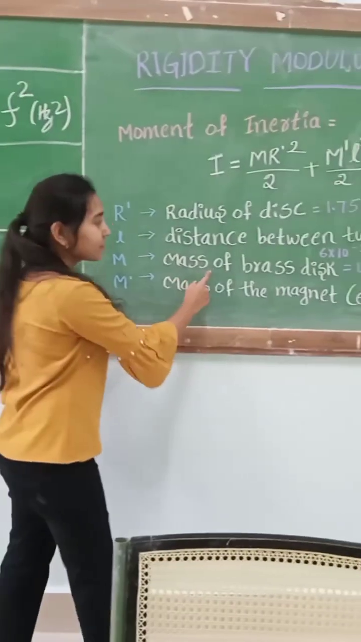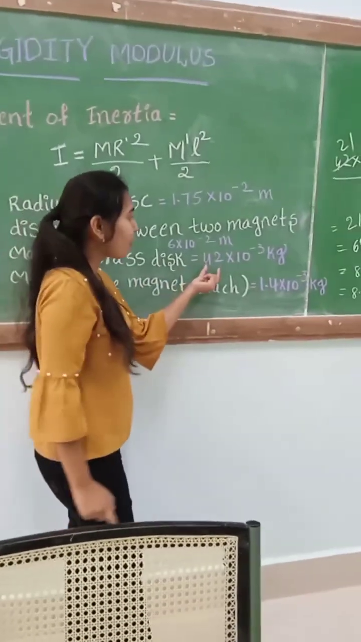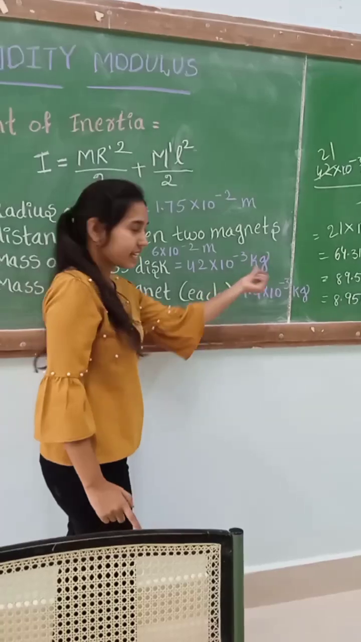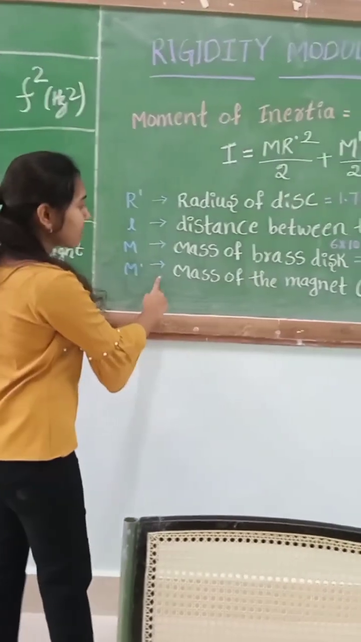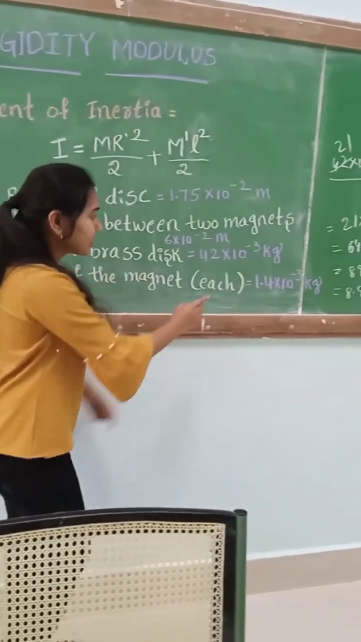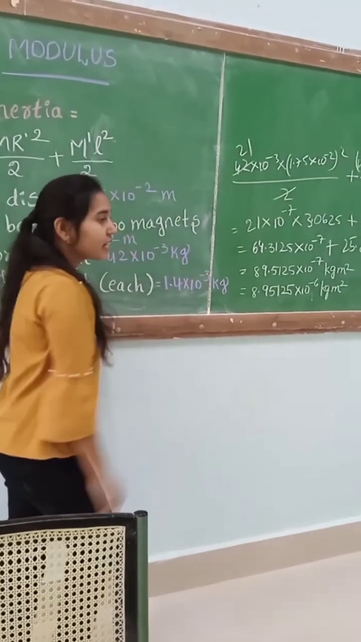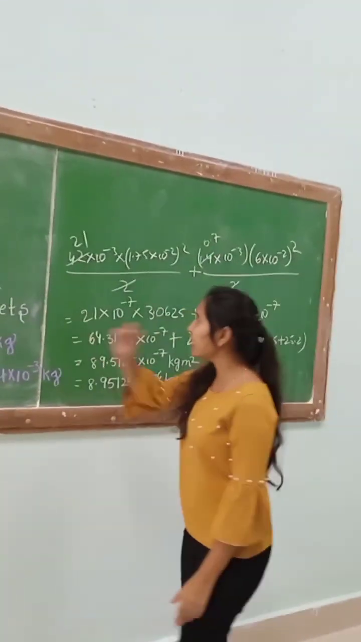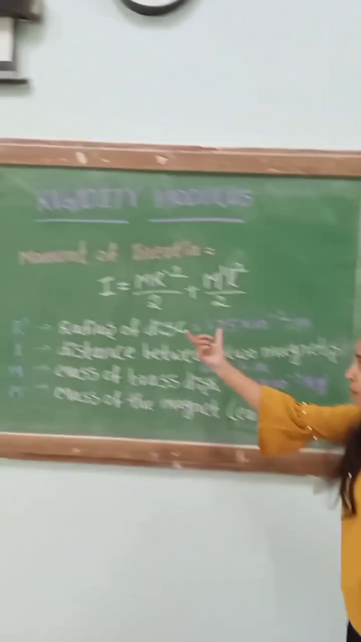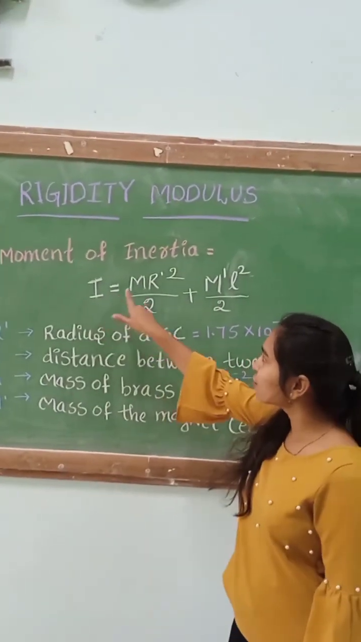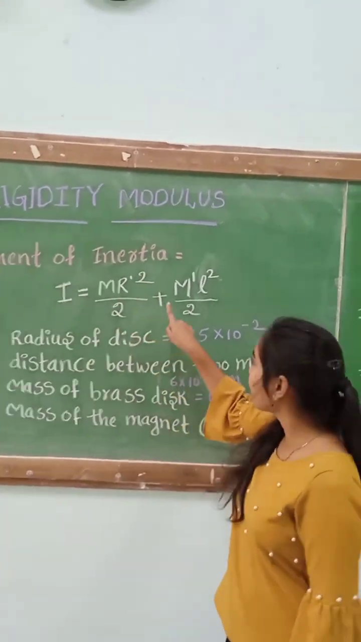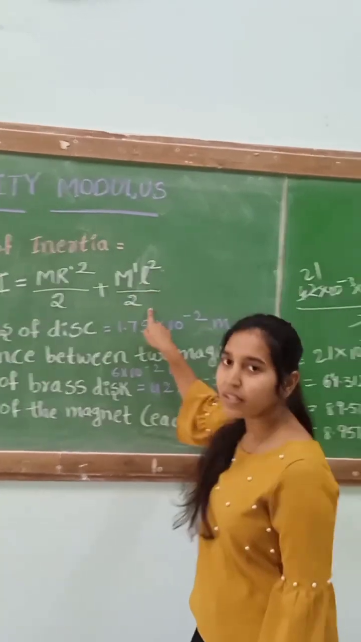M is the mass of the brass disc. Value is 42 x 10^-3 kg. And m' is the mass of each magnet. The value is 1.4 x 10^-3 kg. Next, coming to the calculation of the inertia. Already we saw the formula of inertia is I equals mr'^2/2 plus m'L^2/2. Now substitute these values in this formula.